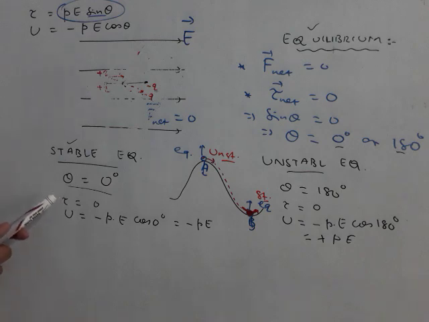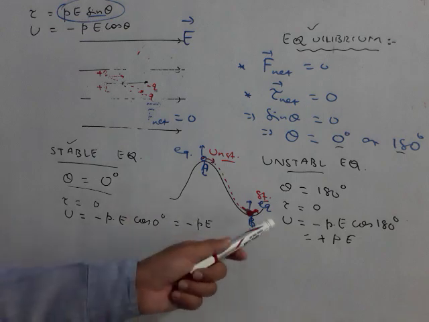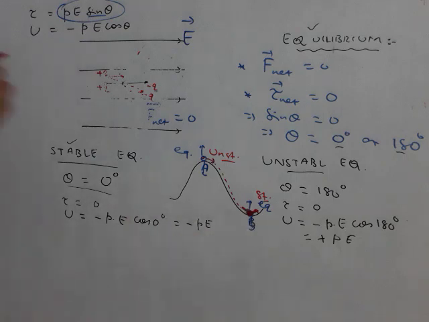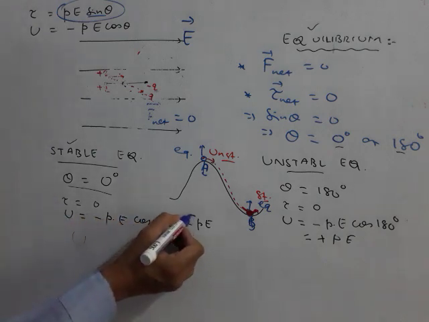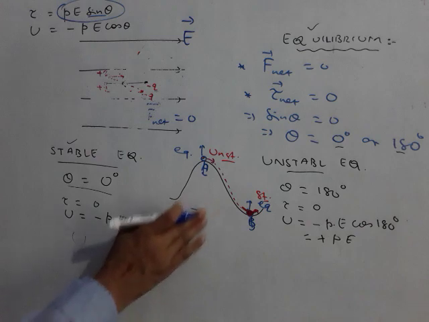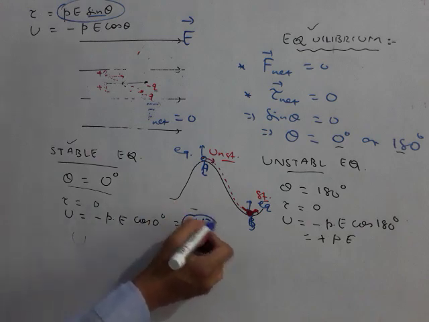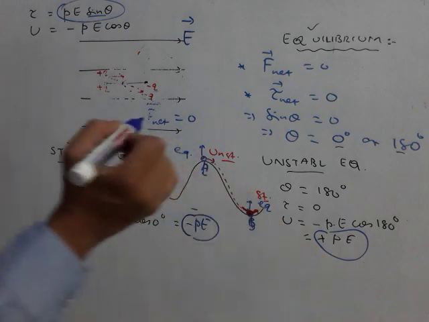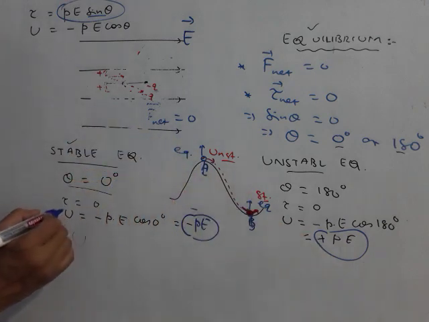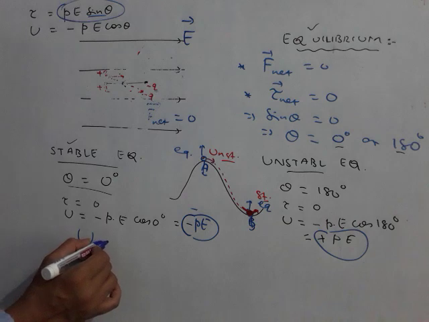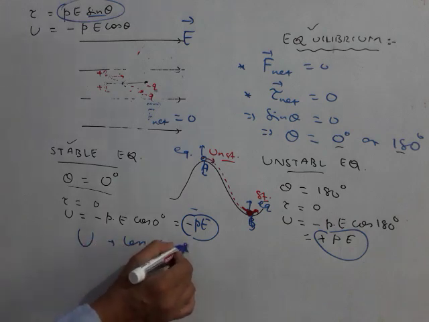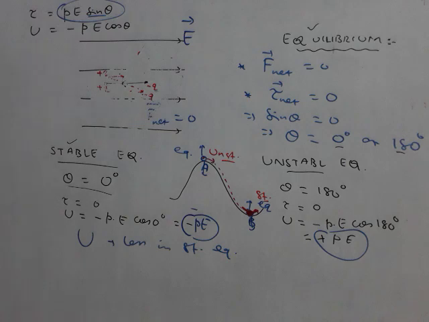In both the cases, you should remember what is the value of torque, what is the value of U. Okay? And one more thing you can understand, students, the value of U is less in case of stable equilibrium. More is the stability, lesser is the energy. You see, U is equal to minus pE, and here U is plus pE. So this is more, this is less. So the potential energy should be less in case of stable equilibrium. The lesser the energy, the more the stability.